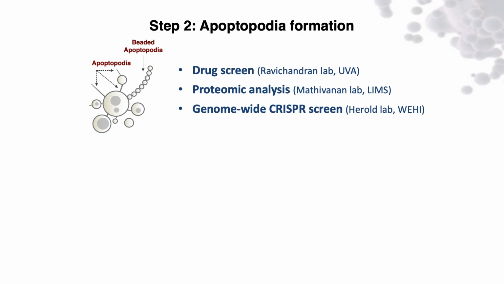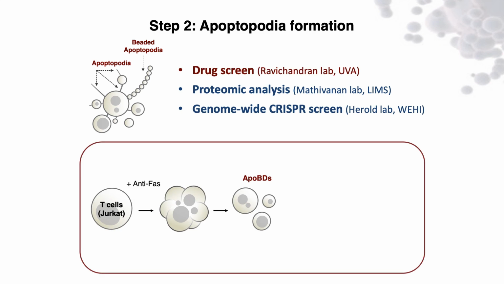So how do we actually discover a new regulator of this process? Initially, we took a number of different approaches. We did a drug screen in collaboration with the Ravichandran laboratory at UVA. We also did proteomic analysis of the apoptotic bodies with the Mathivanan lab at La Trobe. We also did a genome-wide CRISPR screen with the Harrison lab at WEHI. But what we'll focus on today is the drug screen.